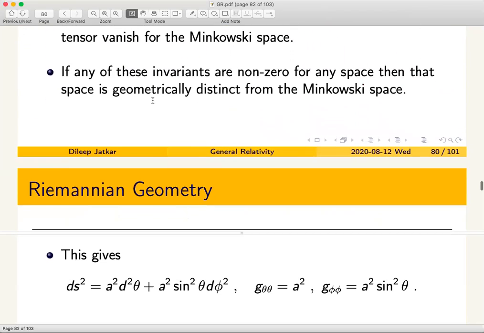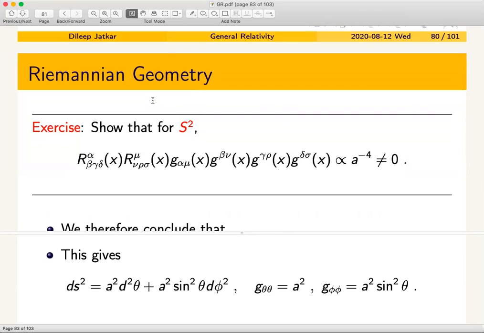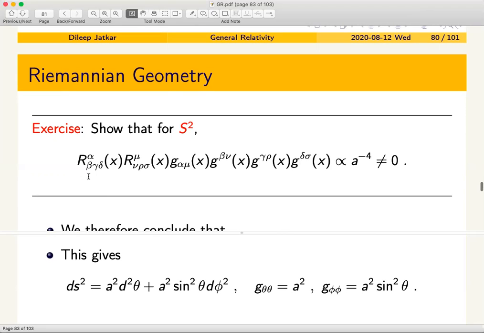So this exercise basically tells you that if you compute the Riemann tensor and then you contract that with the metric on the sphere and the inverse metric on the sphere. The inverse metric is not a very difficult quantity to compute. g upstairs theta theta would be just a to the minus 2, and g upstairs phi phi would be a to the minus 2 by sine squared theta. Just inverting it, you think of that as a matrix and find the inverse of the matrix. Once you do that, you can just plug that whole stuff in and compute that quantity.